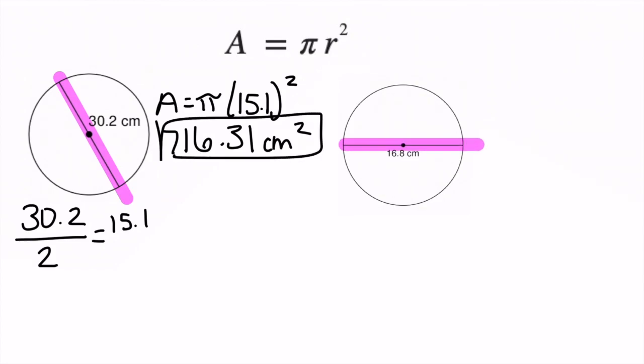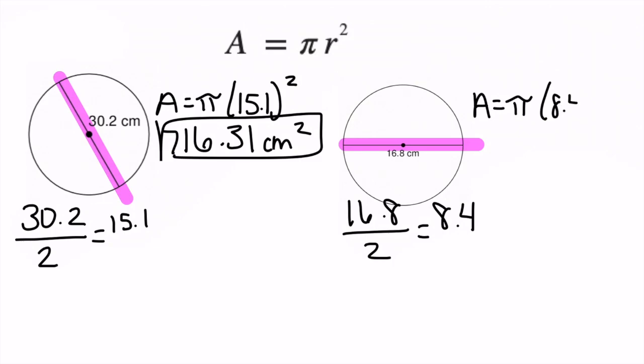Same thing with this one. We have the entire diameter. So we take 16.8, divide it by 2, which gives us 8.4. Area equals pi times 8.4 squared, which ends up being 221.67 centimeters squared.